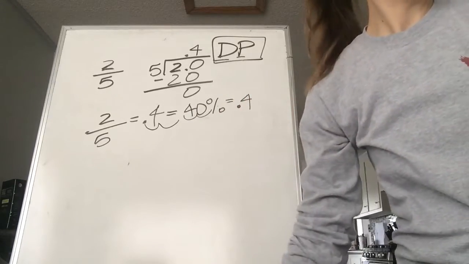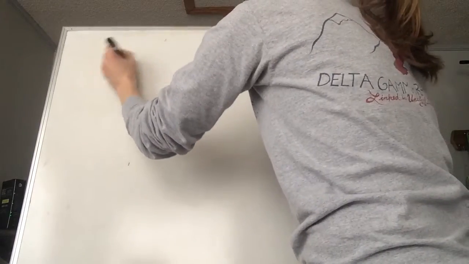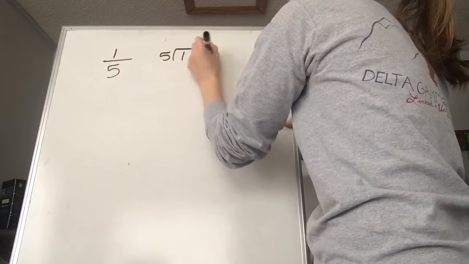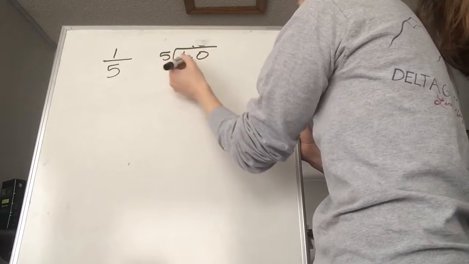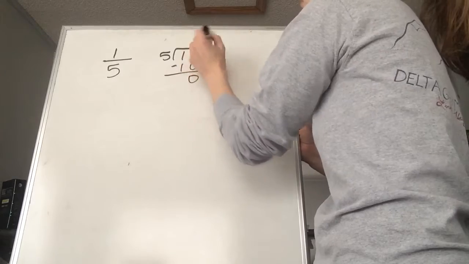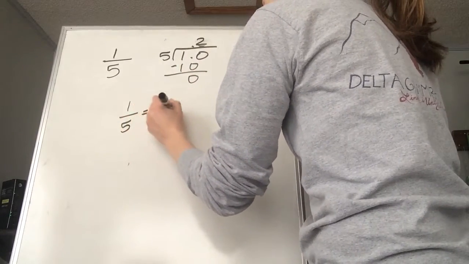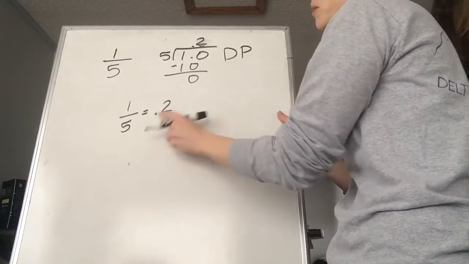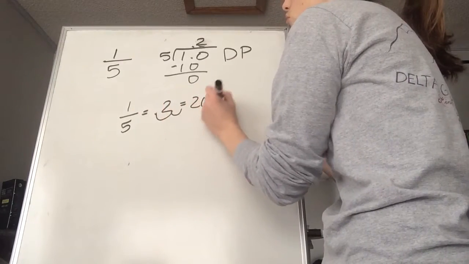Okay, so number 13, 1/5. So 1/5 is the same as 5 into 1. You have to make a 0 place. Okay, so 5 goes into 10 2 times. That's even. So it's 0.2. So 1/5 is equal to 0.2. That's our decimal. To make that a percent, so decimal to percent, we move the decimal place to the right 2 places. 1, 2. So same as 20%.